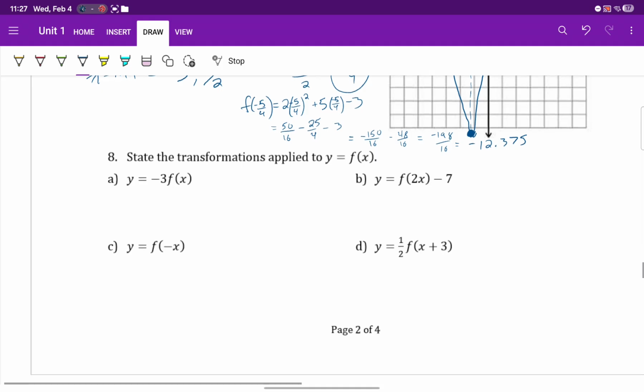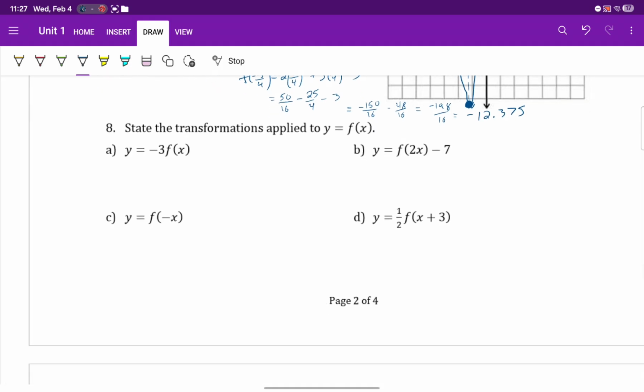Okay. Last thing here, state the transformations. Okay. First one, this is a reflection over the x-axis and a vertical stretch by a factor of 3.